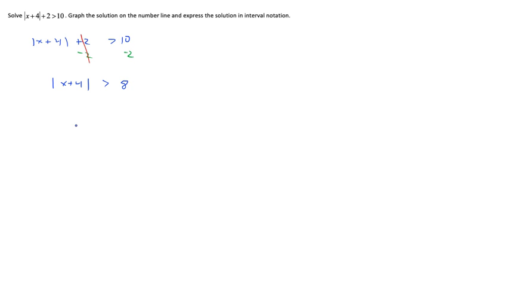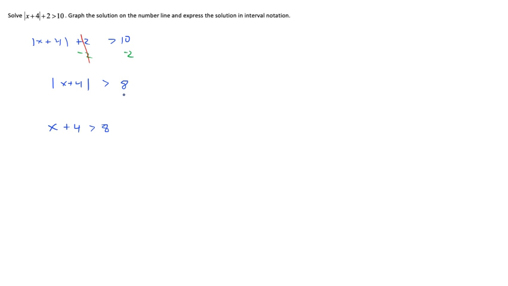The whole point of isolating the absolute value is that from this point we have to set up two different inequalities. So x plus 4 is greater than 8. Notice in this case we're removing the absolute value symbol, so we're looking at the two different scenarios for what the absolute value represents. We're on the positive side of 0, so greater than 8, but also on the negative side, negative 8.